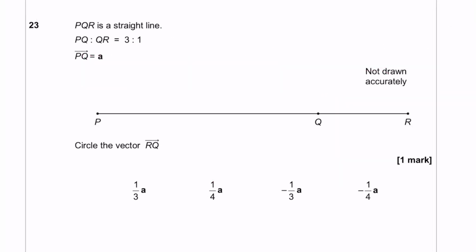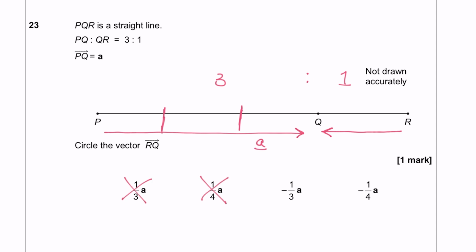Question 23. So we've got a vectors question here. PQR is a straight line. P to Q and Q to R is split in the ratio 3 to 1. So if we were to split this up, there's 1 bit, 2 bits, 3 bits, and that's the same as that 1 bit. We know going from P to Q is A, and we want to go from R to Q. So straight away we notice the arrow is in the opposite direction. So we can cancel these out because we know it's going to be a negative. Now, how much space is R to Q off P to Q? Well, it's a space of one of these bits. So it's going to be 1/3 and in the negative direction, so minus 1/3 A.